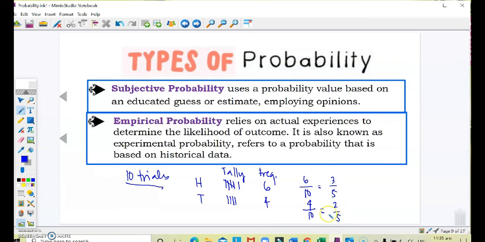This is how empirical probability is actually acquired. So I have to do the actual experiment, or I have data that will verify the chance or the probability of that event occurring.